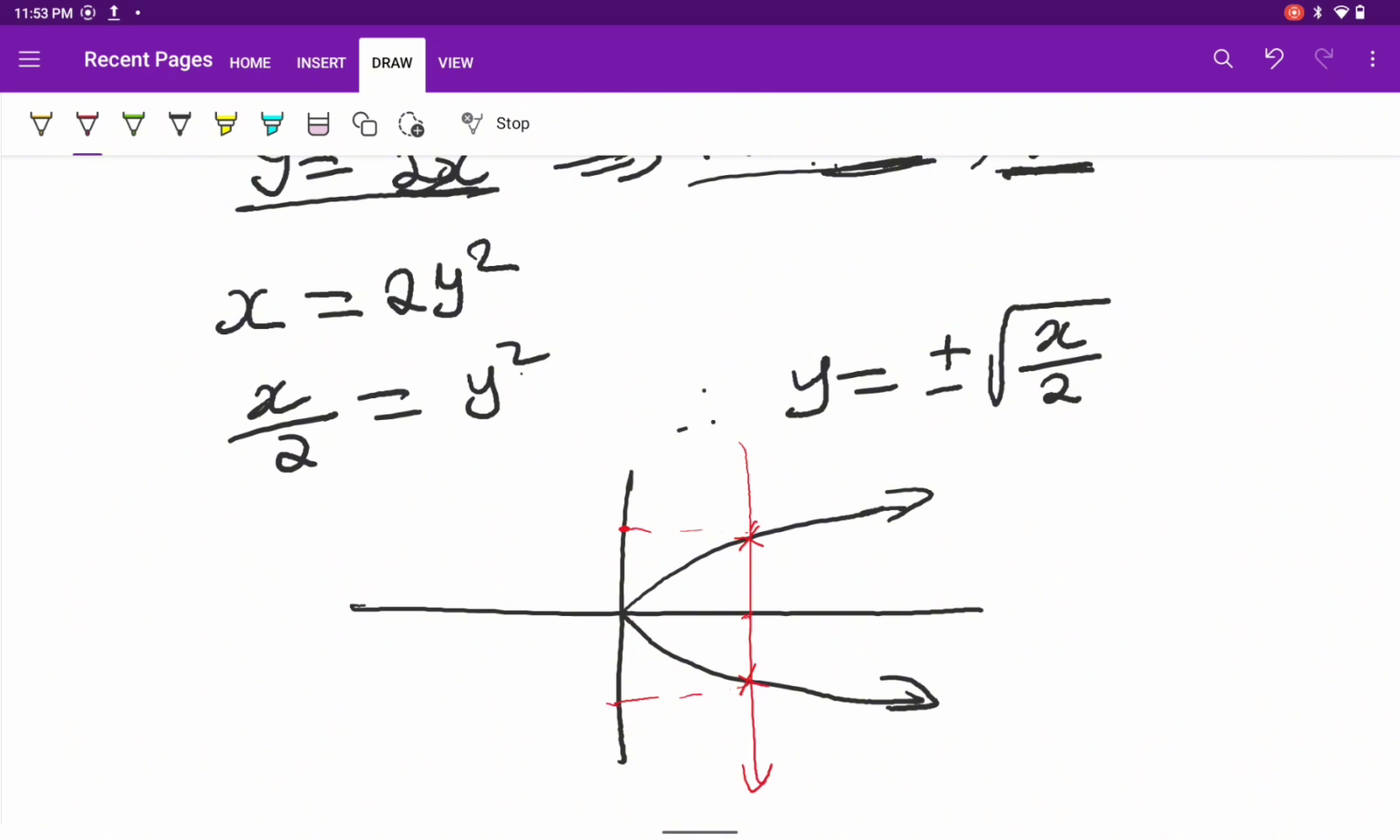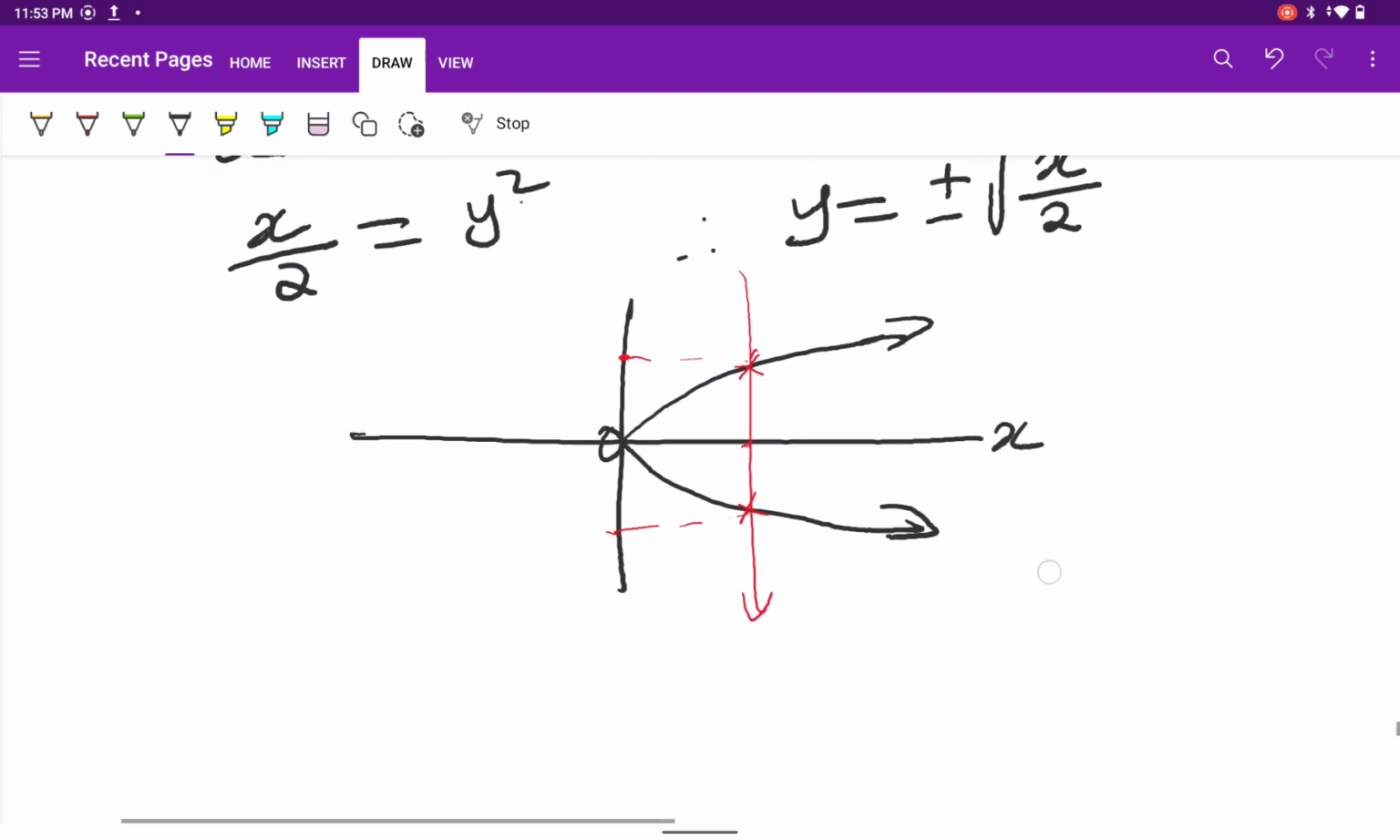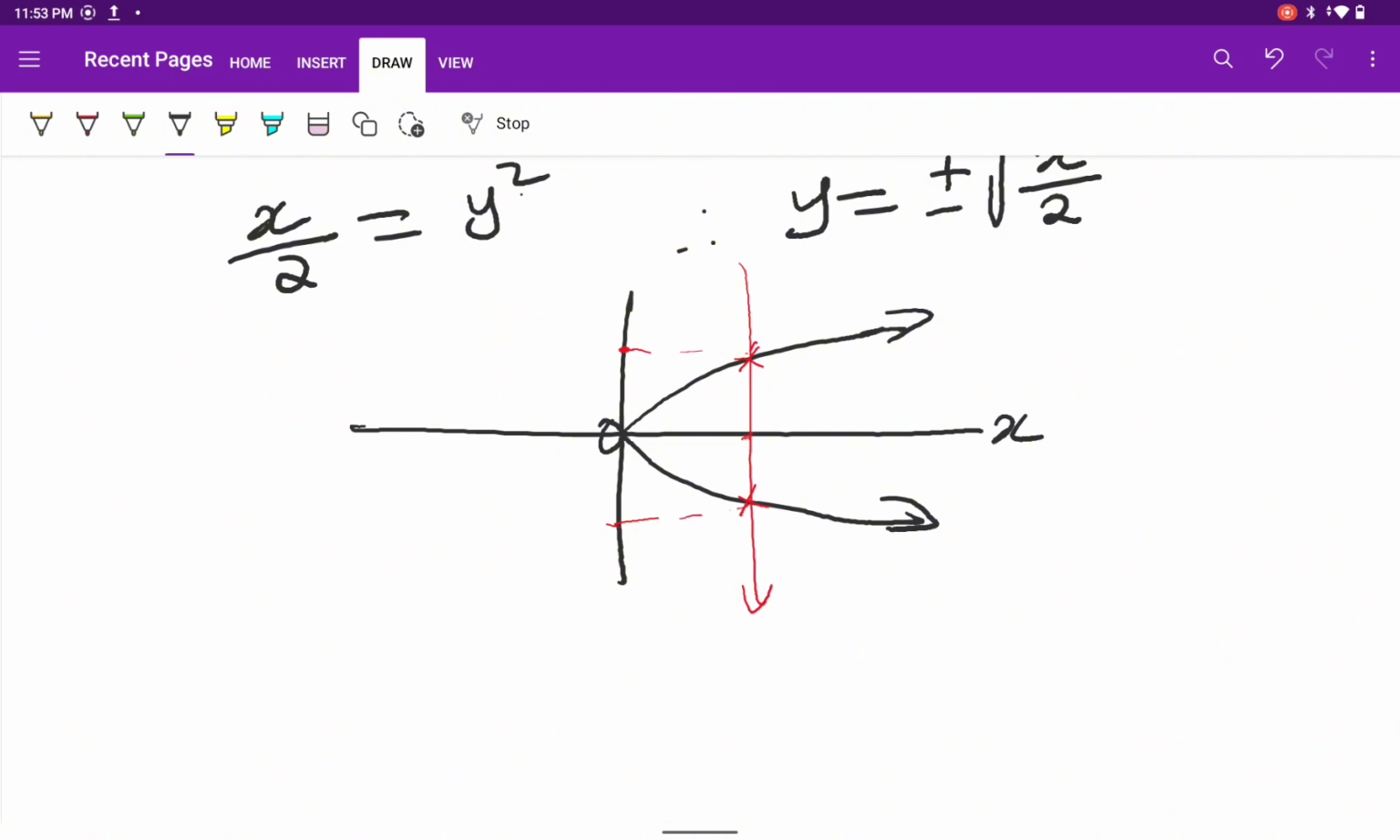Right, so the question might come and say, how do we restrict the domain? How can we restrict the domain so that this inverse becomes a function? We will simply say, okay, we will just have x is greater than 0, or x is less than 0. So we take one part, either this part or that part. So then it can be a function.